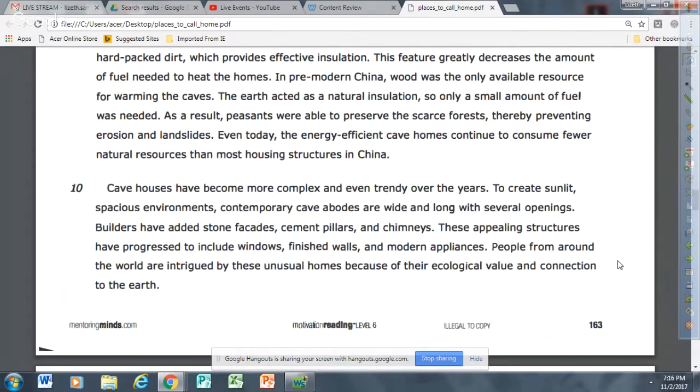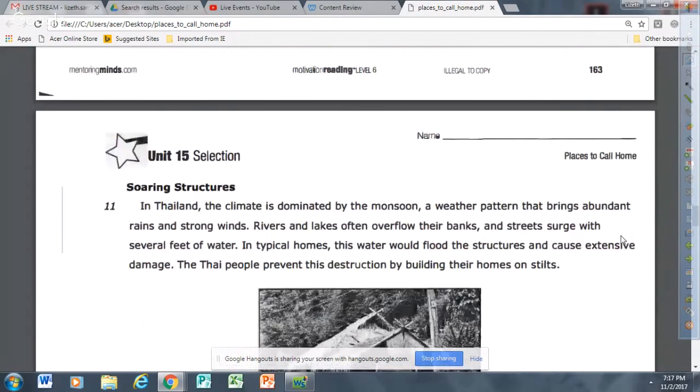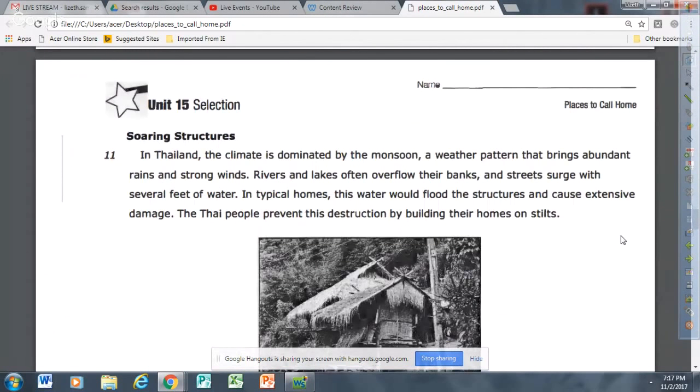Cave houses have become more complex and even trendy over the years. To create sunlit, spacious environments, contemporary home abodes are wide and long with several openings. Builders have added stone facades, cement pillars, and chimneys. So now they've gotten a little bit more fancy. These appealing structures have progressed to include windows, finished walls, and modern appliances. People from around the world are intrigued by these unusual homes because of their ecological value and the connection to the earth. So that was the Chinese cave house.